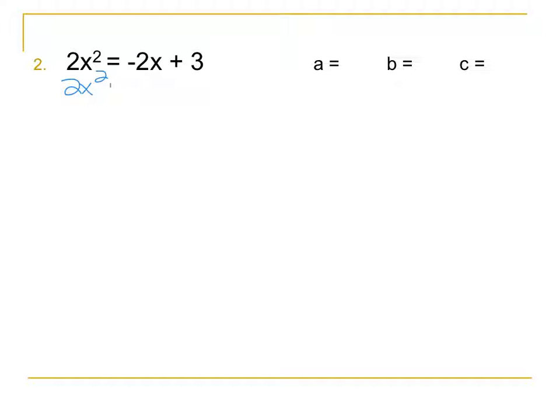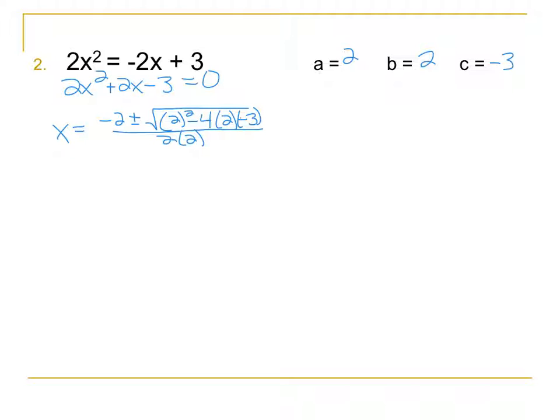So 2x squared plus 2x minus 3, if we put this into standard form, equals 0. So then a would be 2, b is 2, and c is negative 3. So again, I'm going to just plug all this into my quadratic equation. And we end up with negative 2 plus or minus the square root of 2 squared minus 4 times 2 times negative 3 all over 2 times 2.